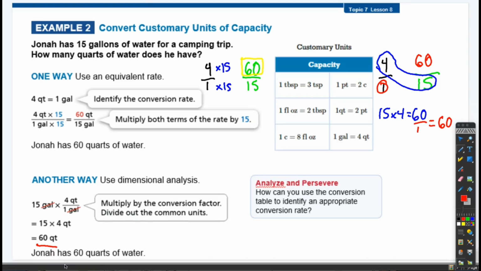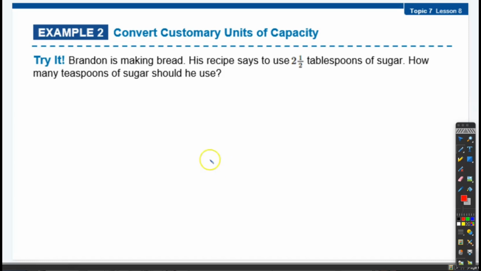So let's go to the try it. So Brandon is making bread. His recipe says to use 2.5 tablespoons of sugar. How many teaspoons of sugar should he use? If I am correct, it was 3 teaspoons to 1 tablespoon.